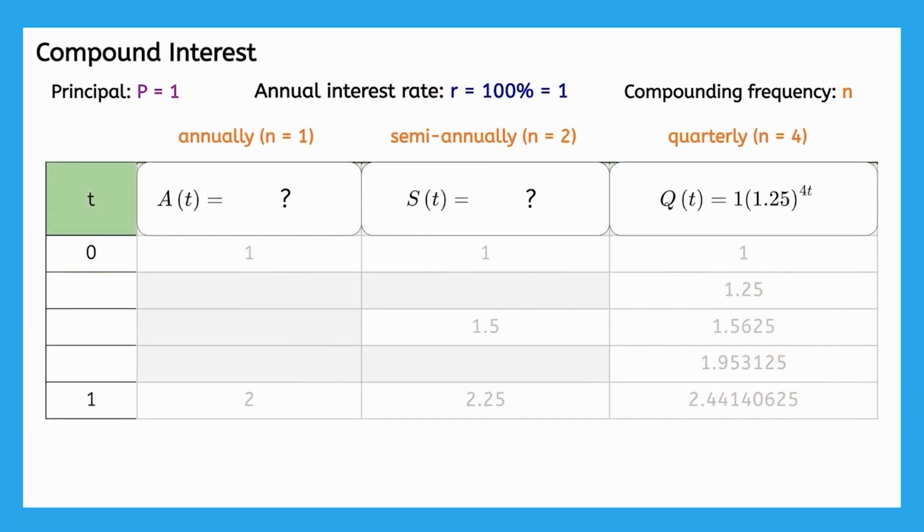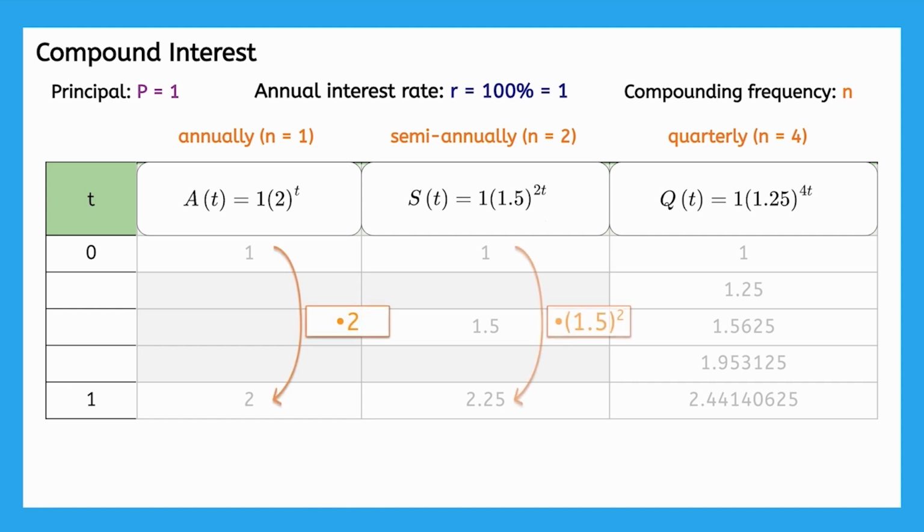Using this formula with accounts A and S, we would get these equations, which would simplify to A of t equals 1 times 2 to the t, and S of t equals 1 times 1.5 to the 2t. Notice how these perfectly match with the yearly growth factors we could have gotten from our table.